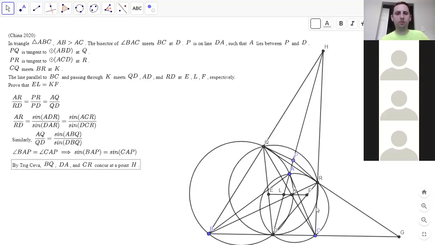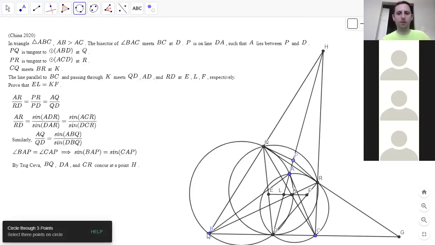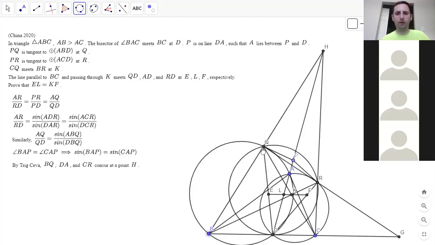All right, so once we know this, then we could show that QRBC is cyclic by power of a point. So yeah, we have a lot of cyclic quadrilaterals. I'll just draw both of them for now. But yeah, this is just power of a point. And this one is Menelaus' theorem.